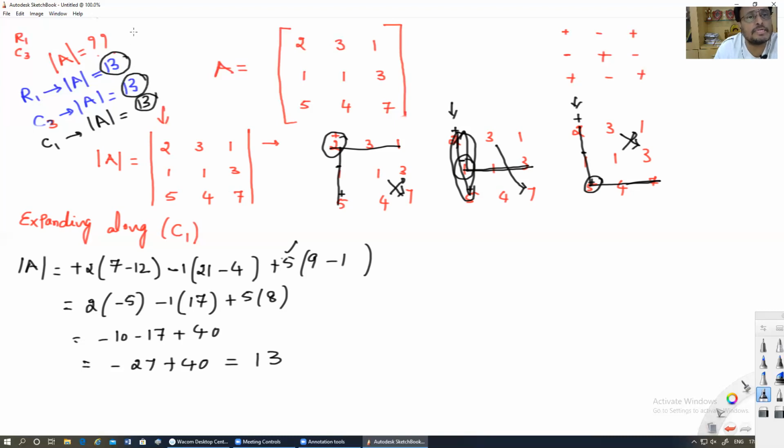So far we have completed row 1, column 3 and column 1. But again I want to tell you, in any row or any column, whichever elements you take, the value of the determinant is always the same. So once again, please note this down. Once again, I'll go for one more explanation.